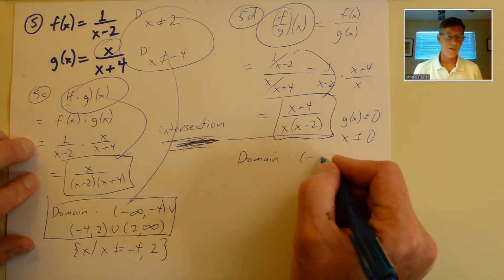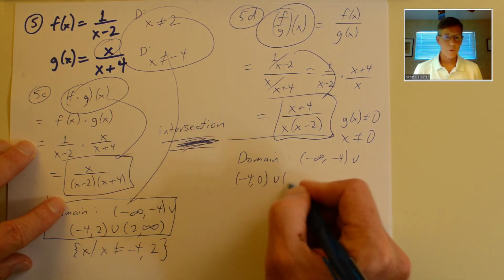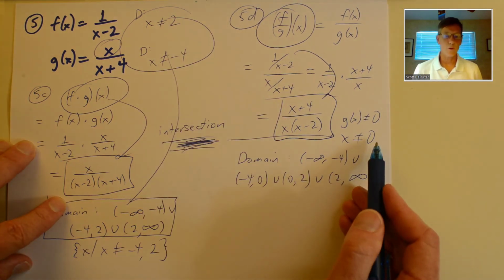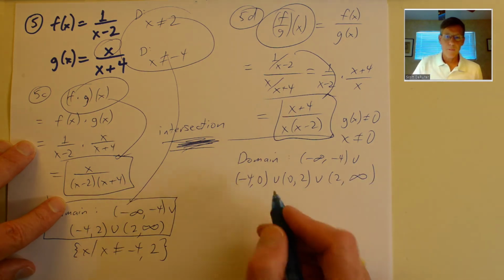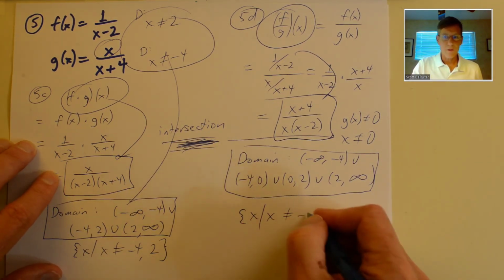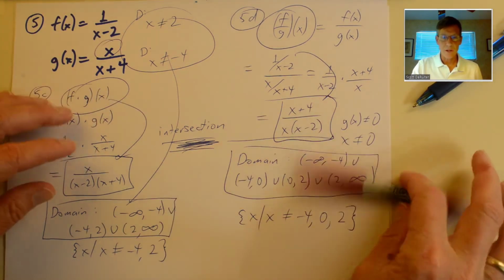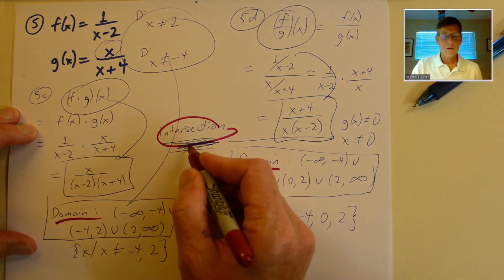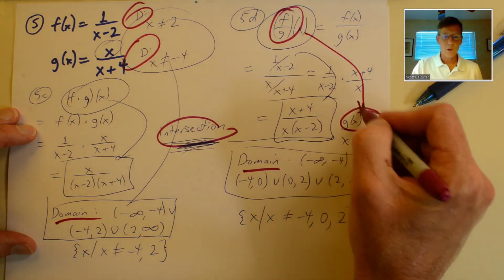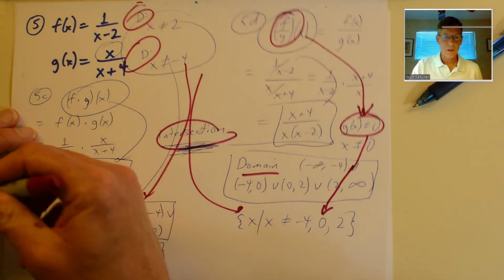G of 0 is 0, so we've got to throw that out as well. So we throw out the -4 from the g, we throw out the 2, but we also throw out the 0 from those values. And we can write it in either interval notation, or we can also do that in set notation. Remember, it's the intersection of the domains of f and g. If it's a quotient, we're talking about an added restriction. And that's it.